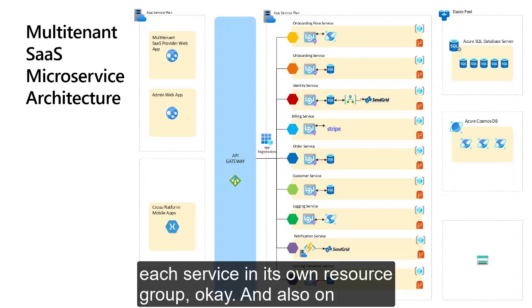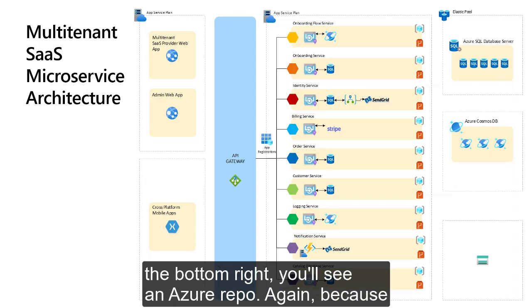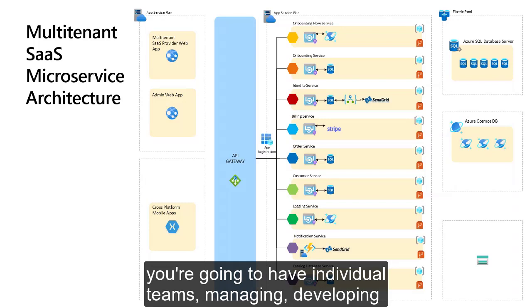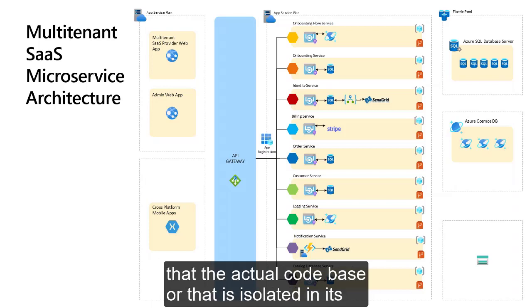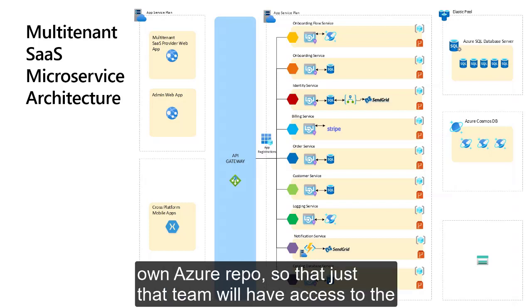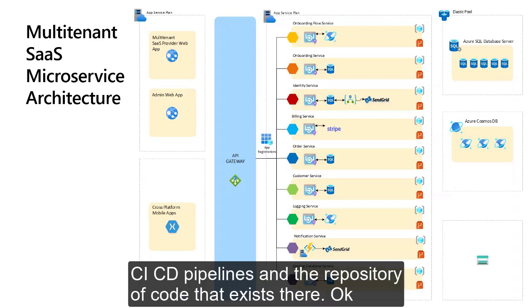And also on the bottom right, you'll see an Azure repo. Again, because you're going to have individual teams managing, developing, and upgrading each independent microservice, it's important that the actual code base for that is isolated in its own Azure repo so that just that team will have access to the CI/CD pipelines and the repository of code that exists there.